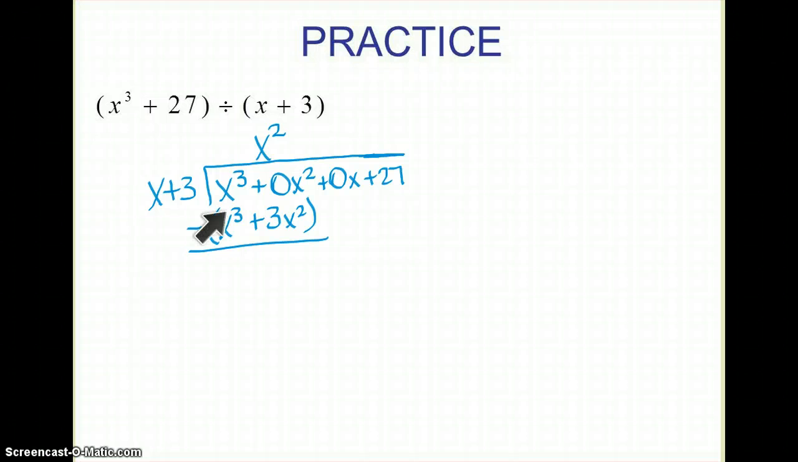So x cubed minus x cubed is 0. And this is where you see I filled in my placeholder. This is why. 0x squared minus 3x squared gives me a negative 3x squared. Bring down your next term, right? Your 0x.